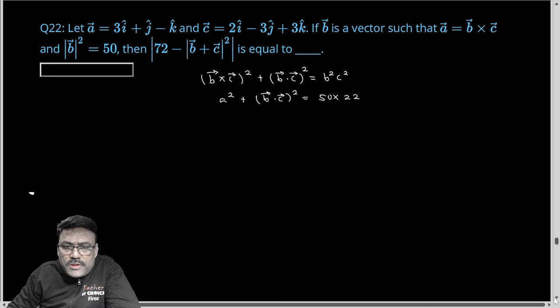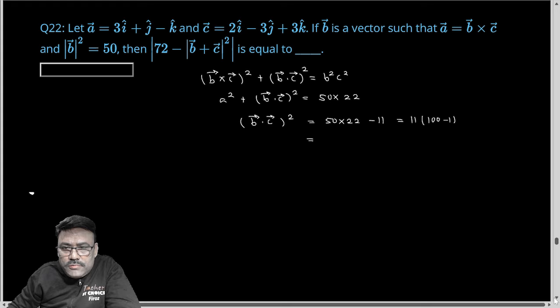So from here you can also find A square: 9 plus 1 plus 1, 11. So you are getting B dot C whole square is 50 times 22 minus 11. 11 can be taken common, so it is 100 minus 1.